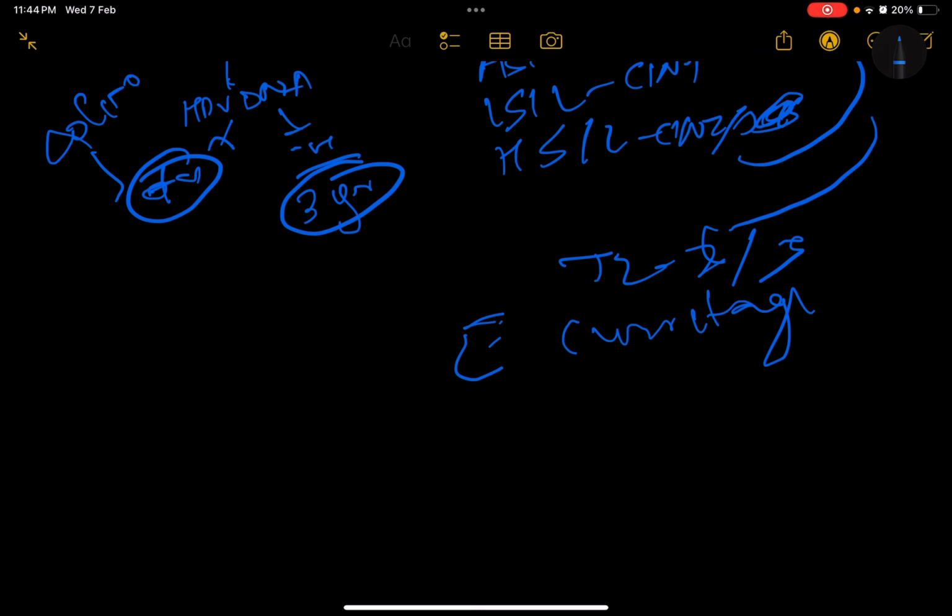Similarly, in adenocarcinoma, we spoke about 1A and 2A, right? So that's again important. Okay, and you use chemoradiation and brachytherapy, teletherapy. So that's about it.